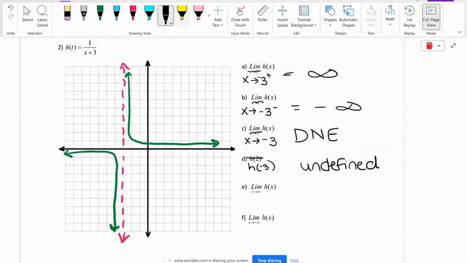And now we want to know, what is the limit as x approaches infinity? So we're going over here, right? X is approaching positive infinity. What does it look like our graph is getting closer and closer to as x approaches positive infinity? Zero. What about as x approaches negative infinity? So here's our negative infinity. Again, what does it look like it's approaching? Zero. Let's keep going.